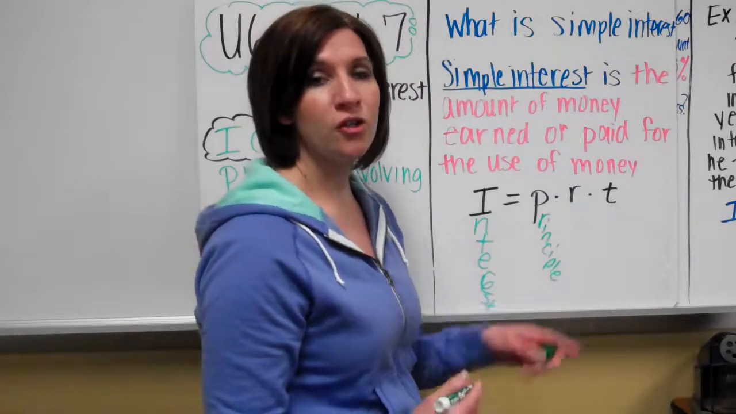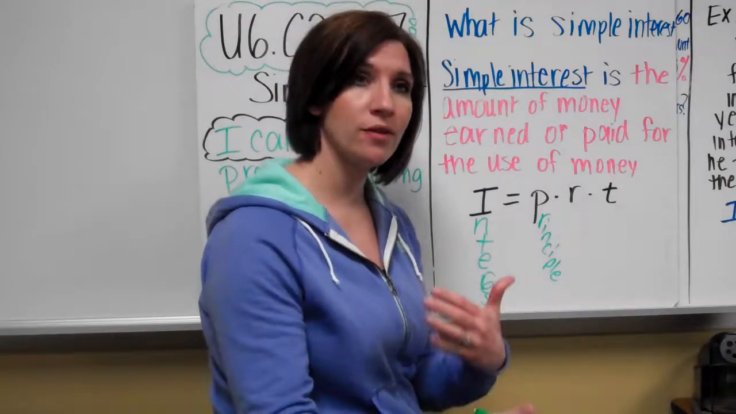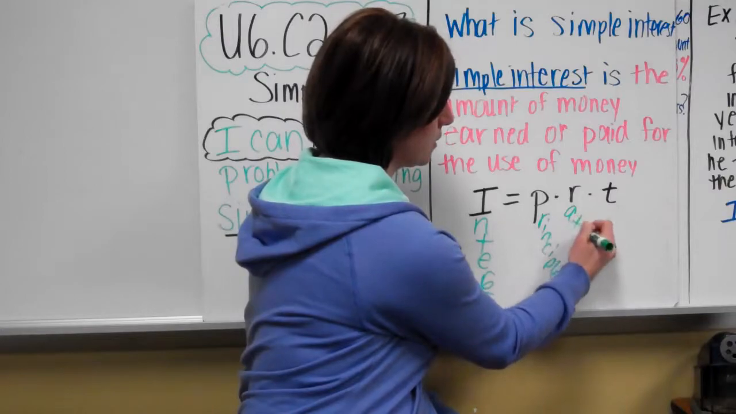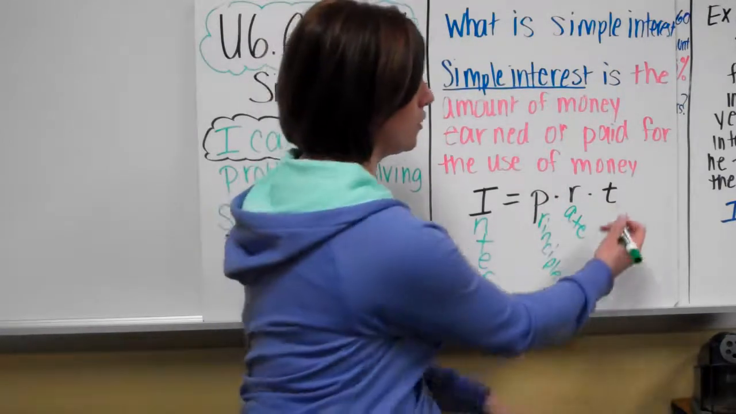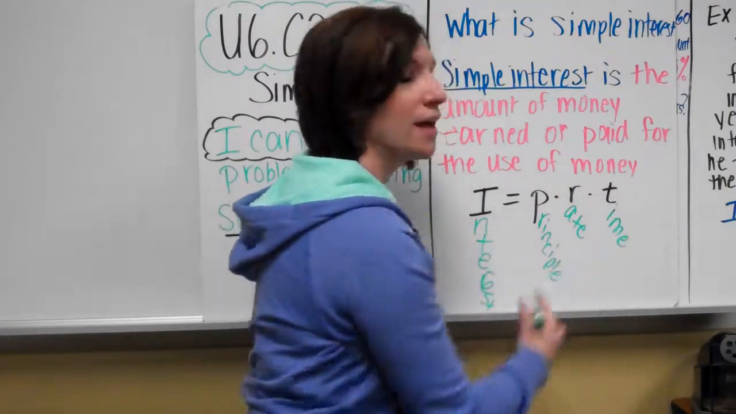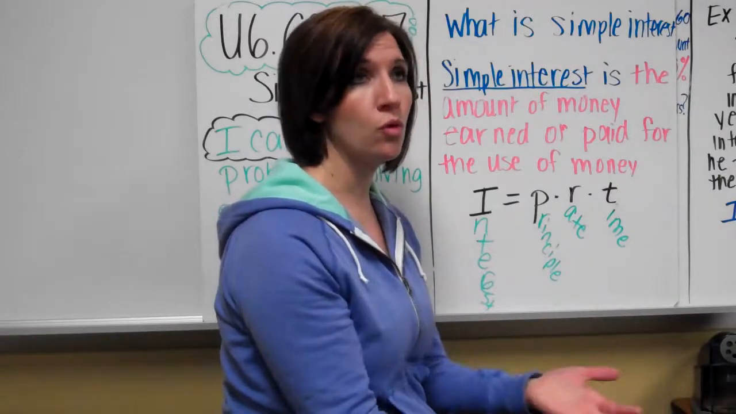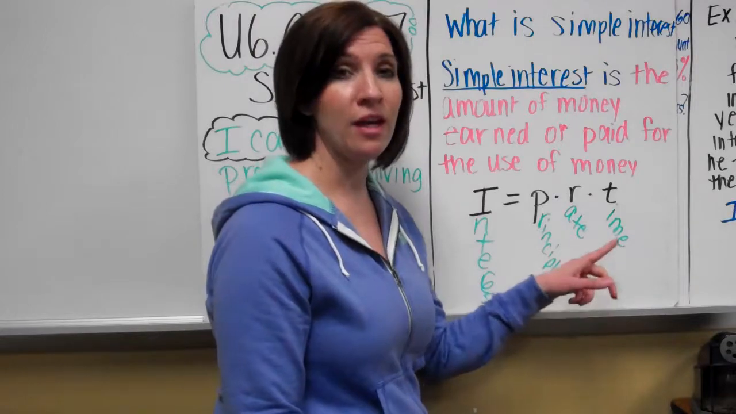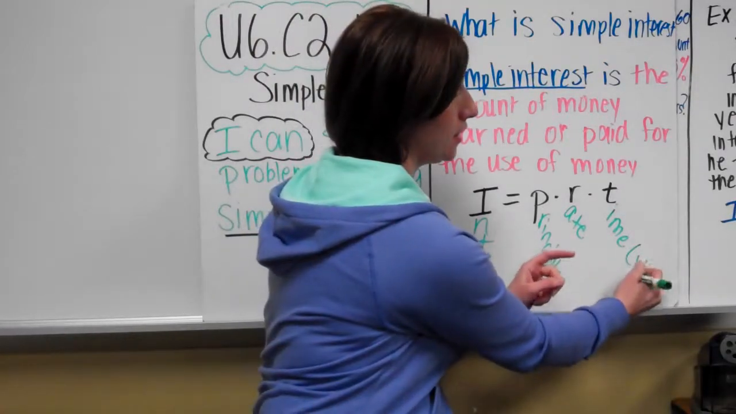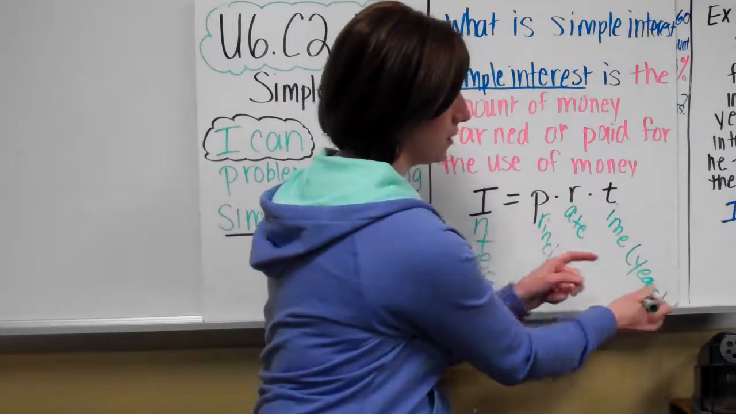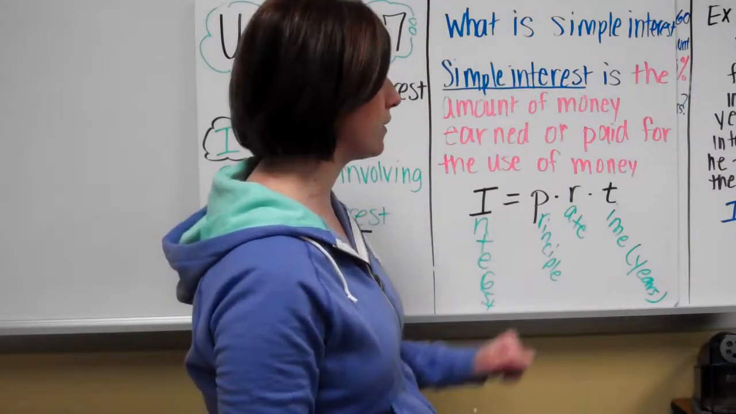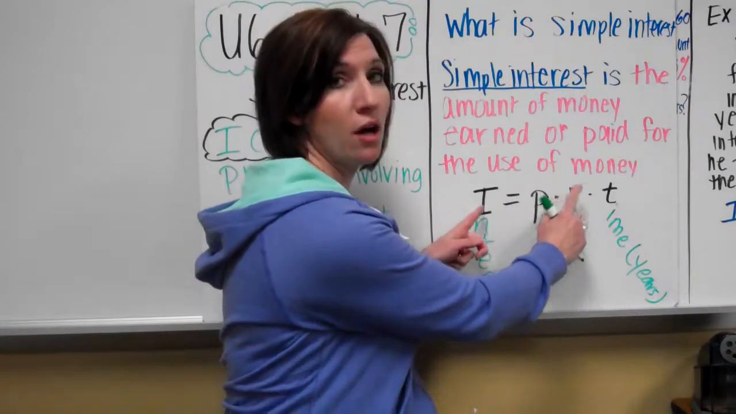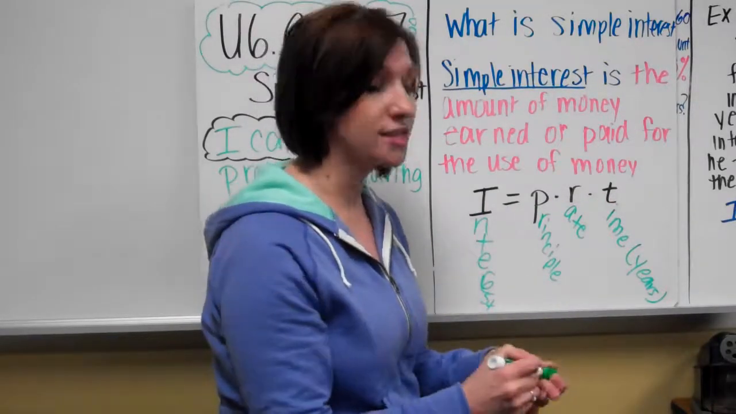Your rate is a percentage. When we're calculating this, we have to change it to a decimal. So the rate is what the R stands for. And then your T is the time. How long do you keep your money in the bank, or how long are you borrowing the money? One thing to note about your time, it always has to be in years for simple interest. So let's use this equation, I is equal to PRT, to calculate simple interest.